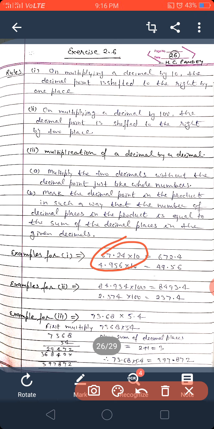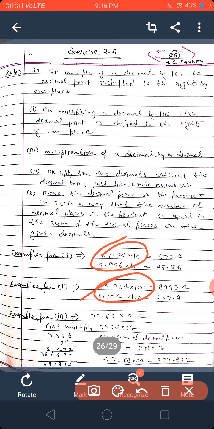The second rule: on multiplying a decimal by 100, the decimal point is shifted to the right by 2 places. For example, number 2, 84.934 is multiplied by 100. Then the decimal point which is after 84 will be after 8493.4, because the decimal point is shifted 2 places to the right side.